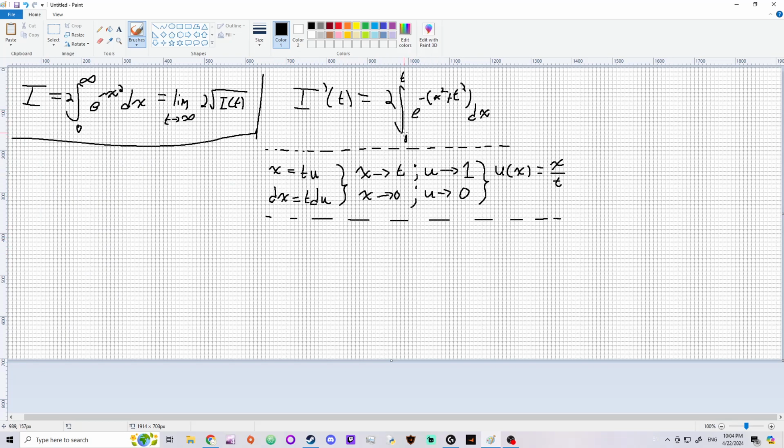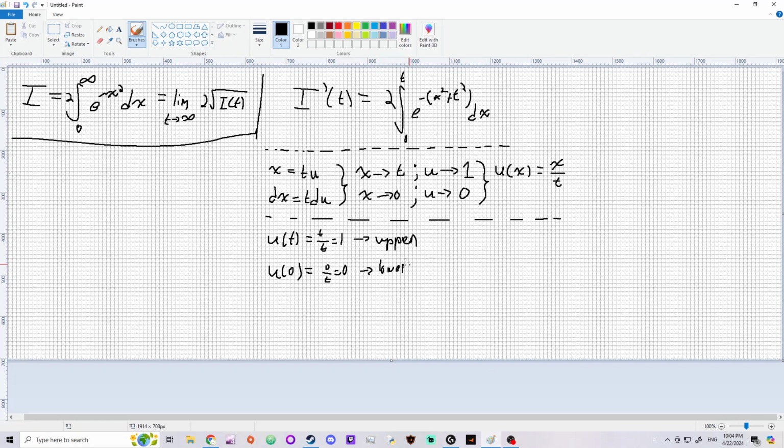So our lower bound, actually we'll do our upper bound first. We have u of t equal to t over t, which is 1. So our upper bound is 1, and then u of 0, that's our lower bound, is 0 over t, which equals 0. Okay, so these are our new bounds. This is our upper, and this is our lower.